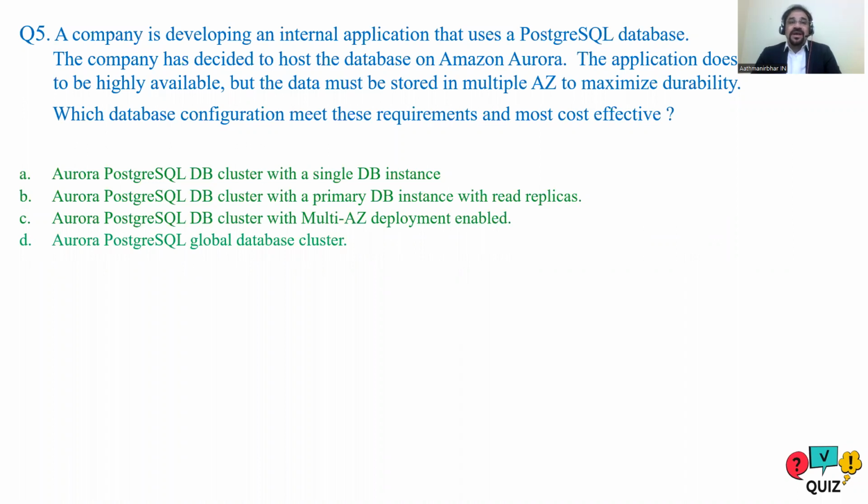A company is developing an internal application that uses a PostgreSQL database. The company has decided to host the database on Amazon Aurora. The application does not need to be highly available, but the data must be stored in multiple availability zones to maximize durability. Which database configuration meets these requirements and is most cost effective? So we have 4 options to go with. Let us evaluate each of the options to narrow down our choice.